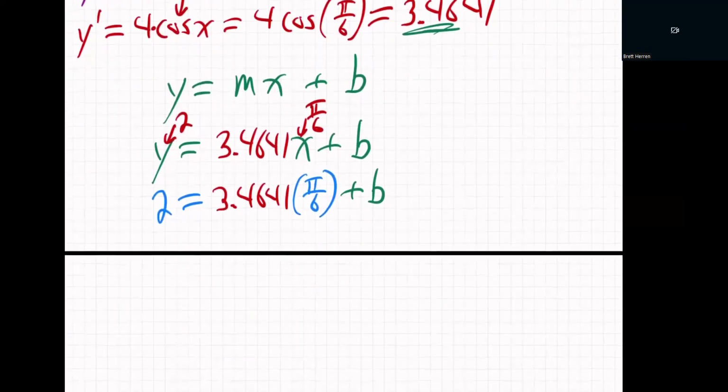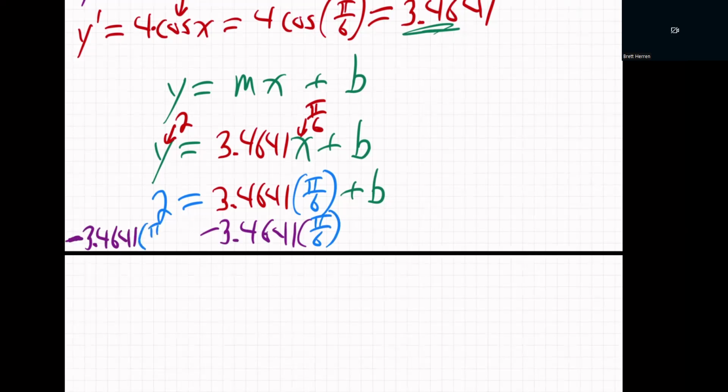Okay, so I'm going to go to Desmos. Well, here, let's do this. We're trying to solve for b, right? How do you finish solving for b? B said, I want to be alone. So subtract this. I'm just going to leave it like it is for a minute. Just going to subtract that. If you do one side, you've got to do the other. No choice, right? Subtract 3.4641 times pi over 6.